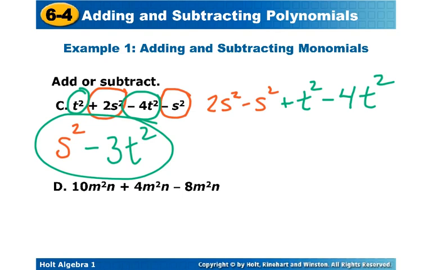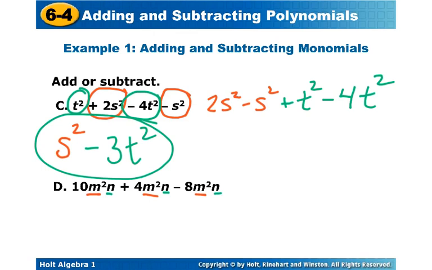Alright, looking at this next one, you're going to notice you have three terms. So what I notice is they both have m's and n's, so I need to make sure that the exponents all match up too. Well, I have an m squared, an m squared, and m squared, so I'm good so far. And then I have n, n, n. So all three of these terms are considered like terms, so all I have to do is add them together.